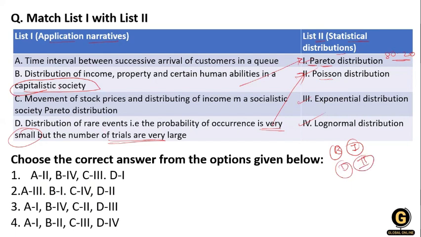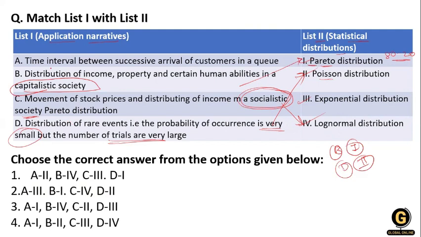Clear it? Now the movement of stock price, distribution of income in a social tier society. What is that? Whenever the word social tier is used, the social tier society is related to the log normal distribution.